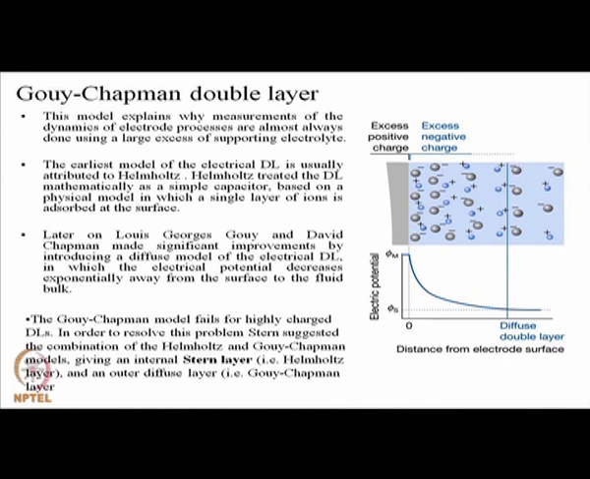So, if you look at the Gouy-Chapman model, you see that here at the electrode surface there is an excess of positive charge, and as you move away from the surface of the electrode, there is some excess of negative charge, but that is going to be diffused, going to be lowered as you move to a larger separation. So, for highly charged double layers, you have to think of a different model, that is a combination of Helmholtz and Gouy-Chapman, and it is introduced by Stern.